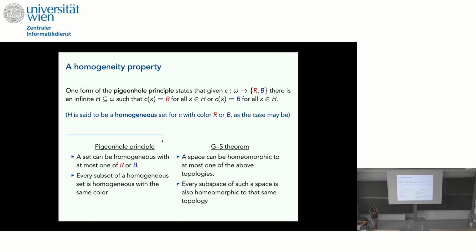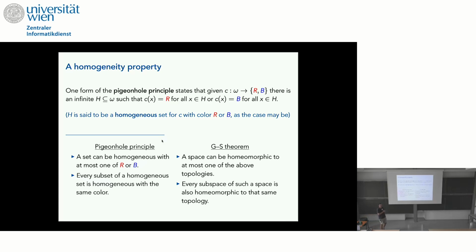Okay, so this is a property that one can think of as being somehow analogous to what the Ginsburg-Sands theorem on the previous slide was telling us, right? So what are some of the similarities? So, okay, you can't be a homogeneous set that's both blue and red, right? You can only be one. And similarly, if you are homeomorphic to one of those five subspaces, you can only be homeomorphic to one of them. You can't be homeomorphic to two. So you can't be discrete and indiscrete.